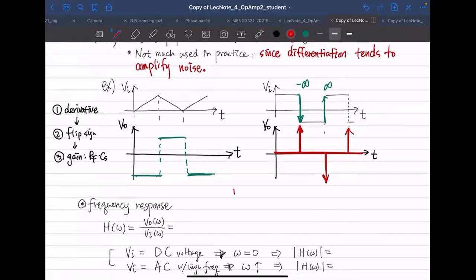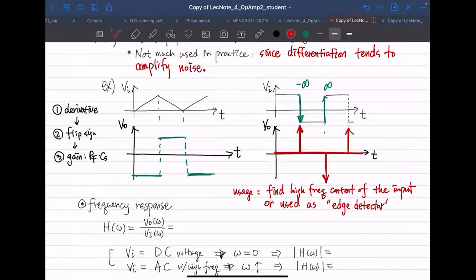So the usage of this differentiator circuit is that we can find high frequency content of the input, or it's going to be used as an edge detector. Let's take a look at this one.